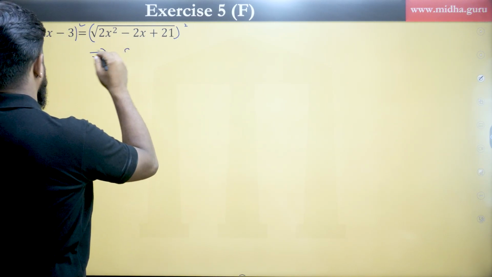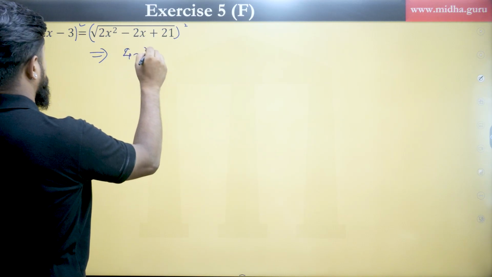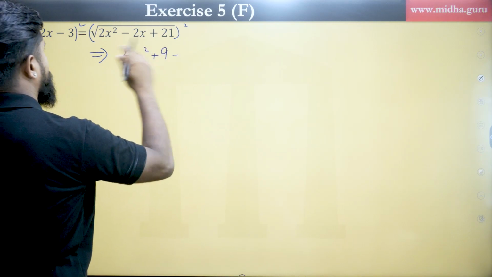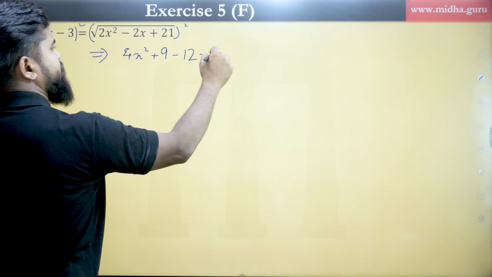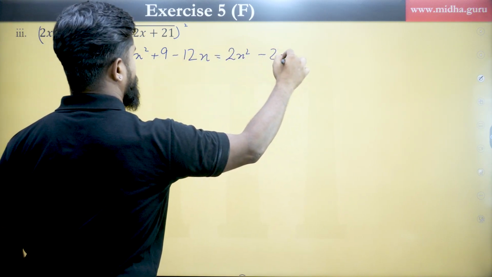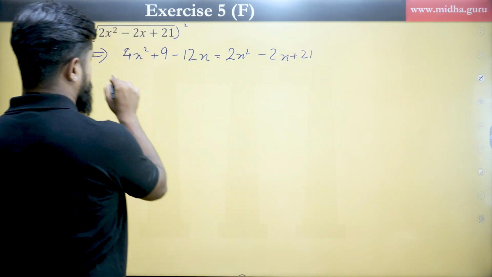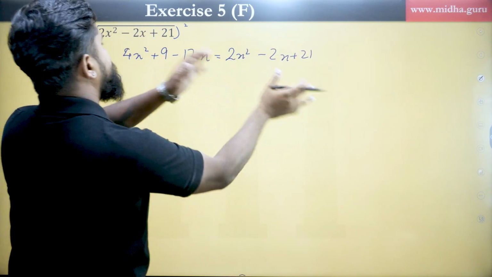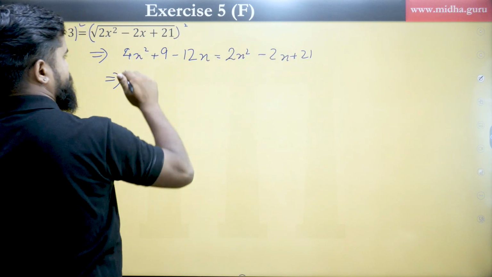We'll have 2x whole square, that is 4x squared, plus b square minus 2ab, which will become 12x, which is equal to, as I said, we'll remove the square root on this side, it will become 2x square minus 2x plus 21. So we'll bring all the terms to any one side of the equation. I'm bringing all these here.